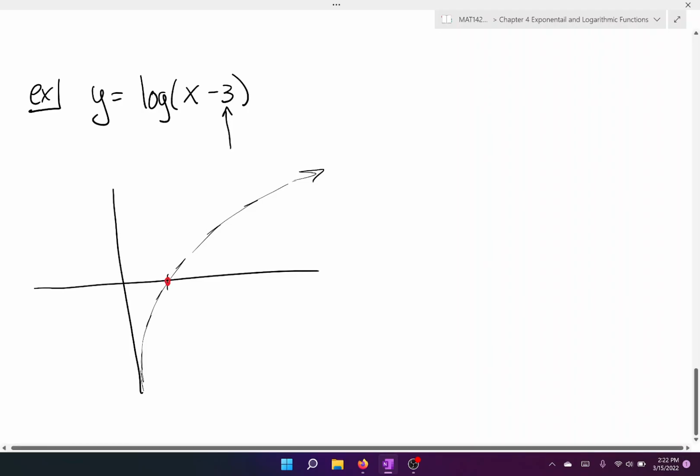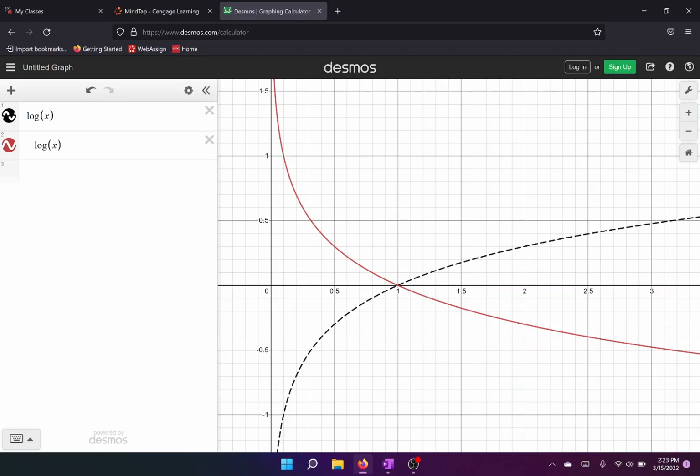So this focal point is now going to be shifted 3 units to the right. So 1, 2, 3, which also means my new asymptote is actually right here as well. Because remember, if the point shifts, everything shifts. So this is going to be x equals 3, which is our asymptote. Okay? And our graph is going to look like this. All right? So, as always, you can always go back to Desmos just to verify that you're correct.